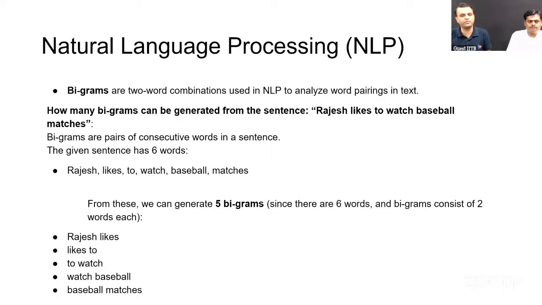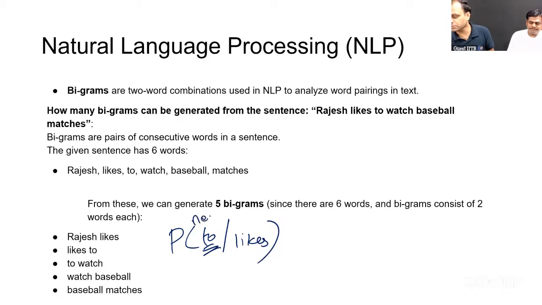In order to identify it, what we do is bigrams. Like Rajesh likes to watch. We can create combinations of words. And we can say, based on probability, given the current word is likes, what is the probability of the next word? This is the next word given the current word. I'm sorry, I'm just not able to write it clearly here.